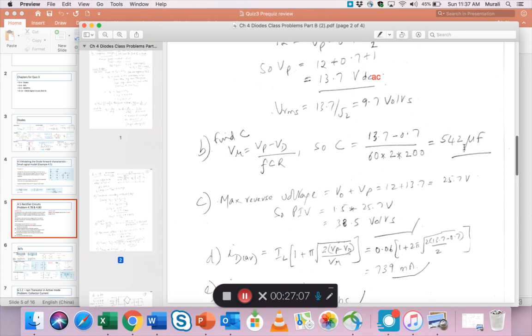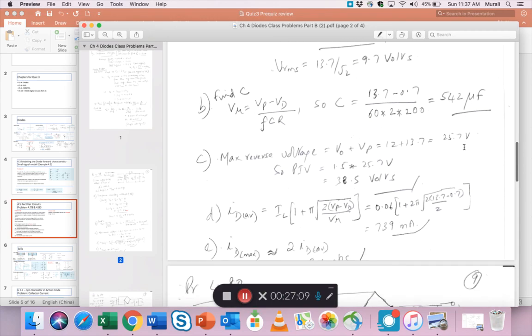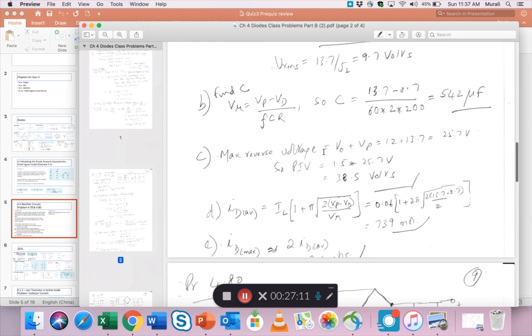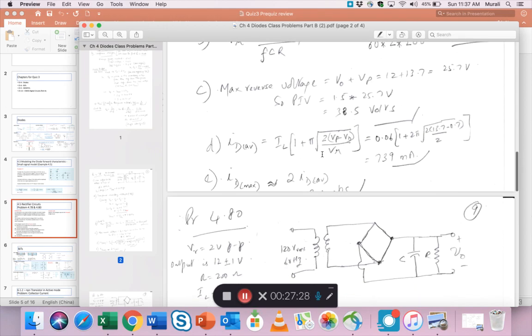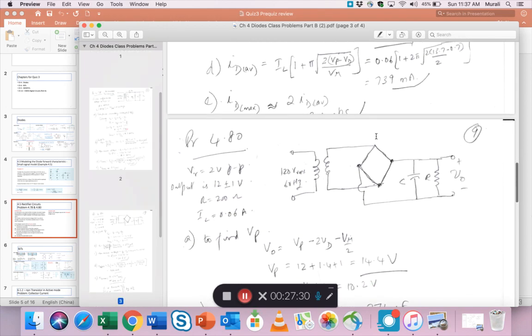So this is a pretty large capacitor, right? 542. Maximum reverse voltage is this formula. So that's 25.7. PIV is 1.5 times 25.7, so that's 38.5. Then there are formulas for ID average and ID max. Okay. So learn to use these formulas and become familiar with them.